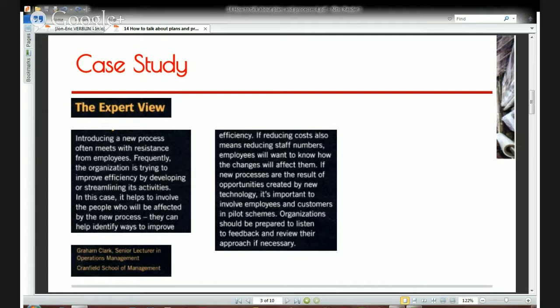Do you think you could read the first part of our expert view? This is an opinion from an expert in the field, Graham Clark, who is a senior lecturer in operations management at the famous Cranfield School of Management in the UK. Could you start the reading for us in the first column on the left there, Florina? Don't forget to turn on your microphone, Florina.